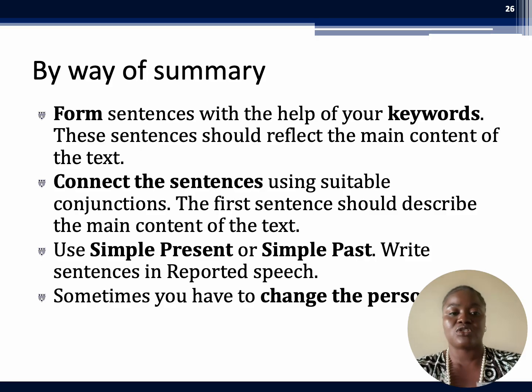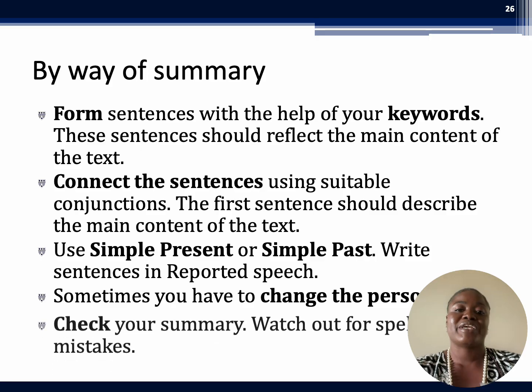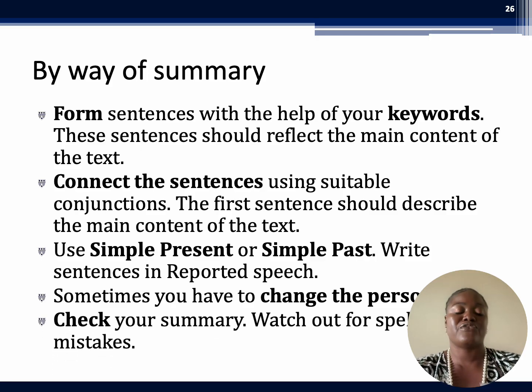Then person changes. Sometimes you have to change the person. What that means is that the third person is usually most appropriate for academic summaries. So instead of saying I, you use the third person: she, he, they. And finally, check your spelling carefully. Verify your grammar accuracy. Ensure that there is a logical flow between the sentences. And make sure that you're always paying attention to the requirements of the assignments that you're given.